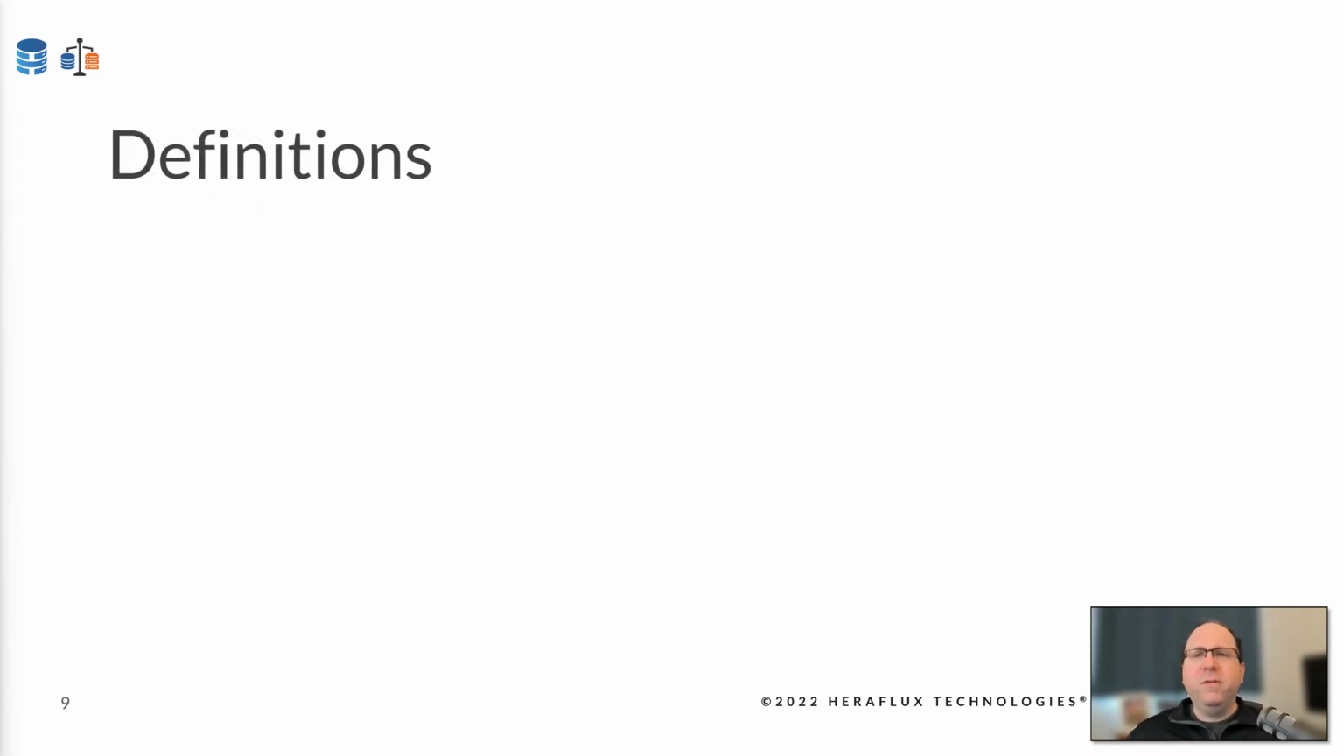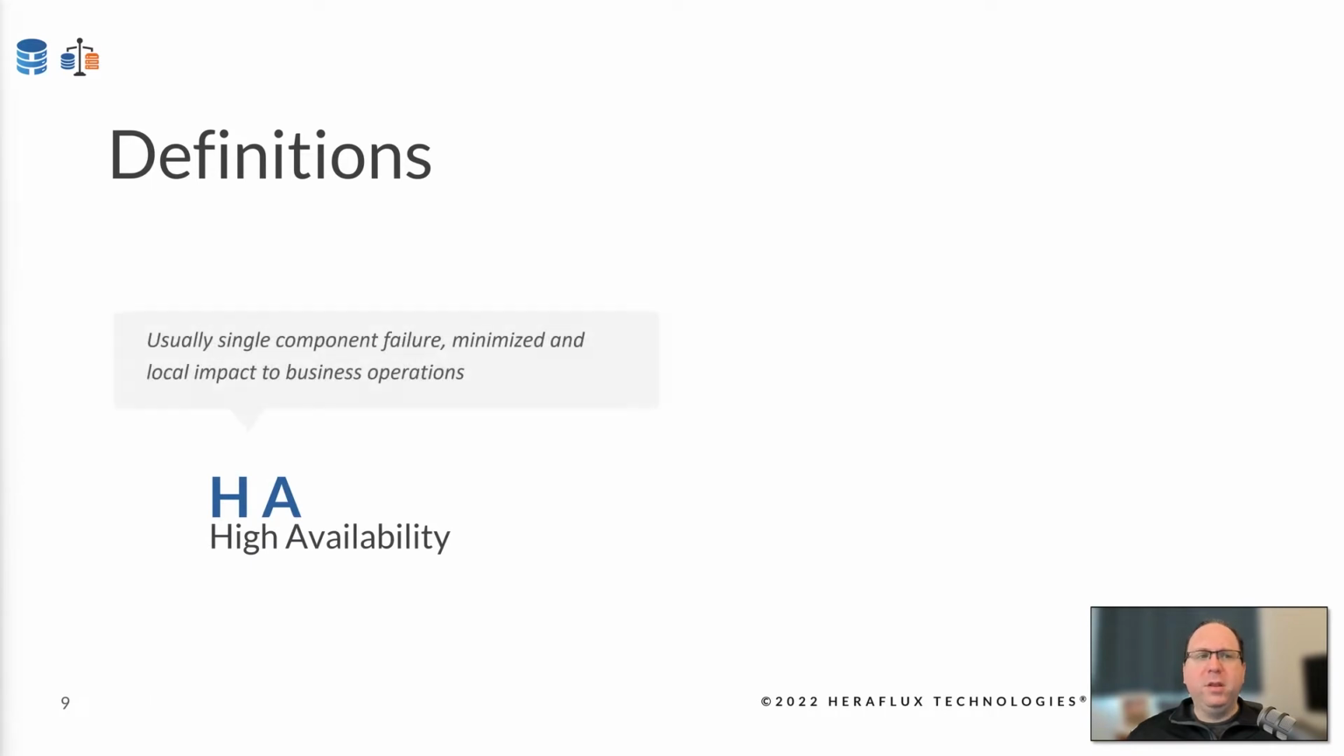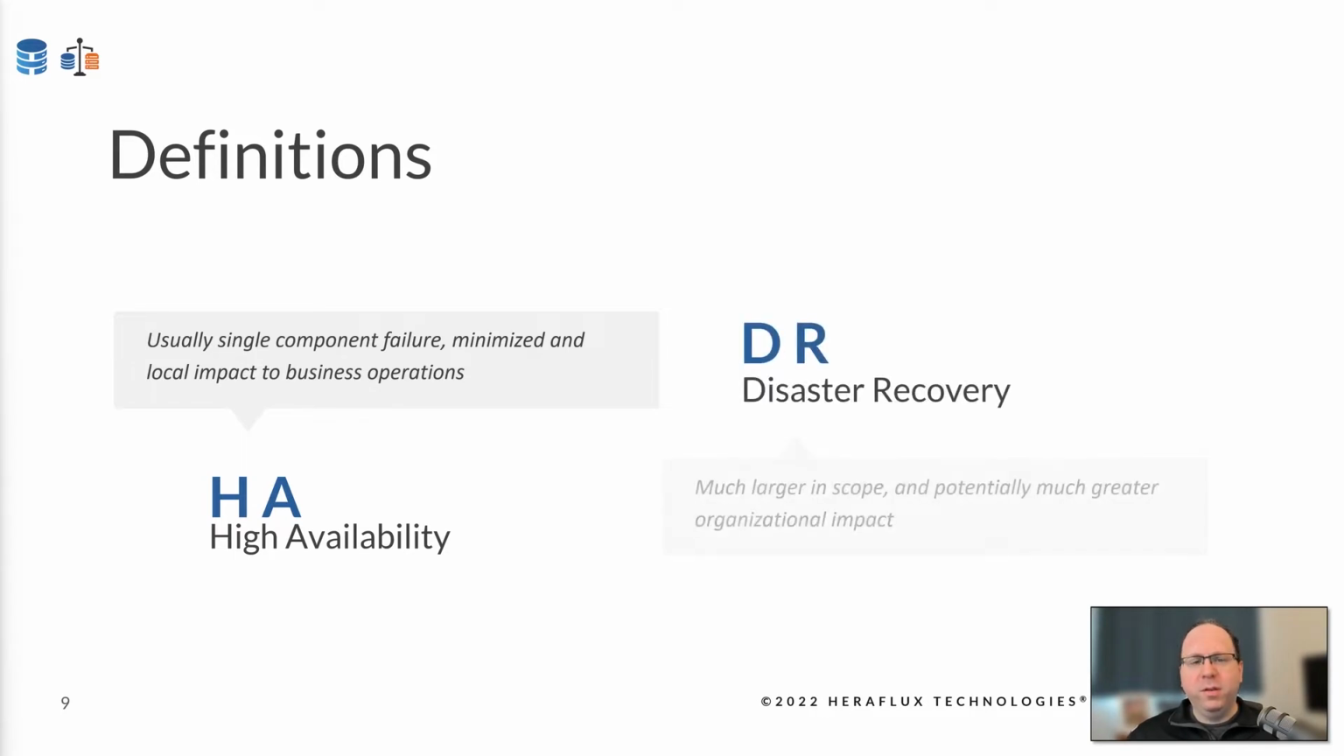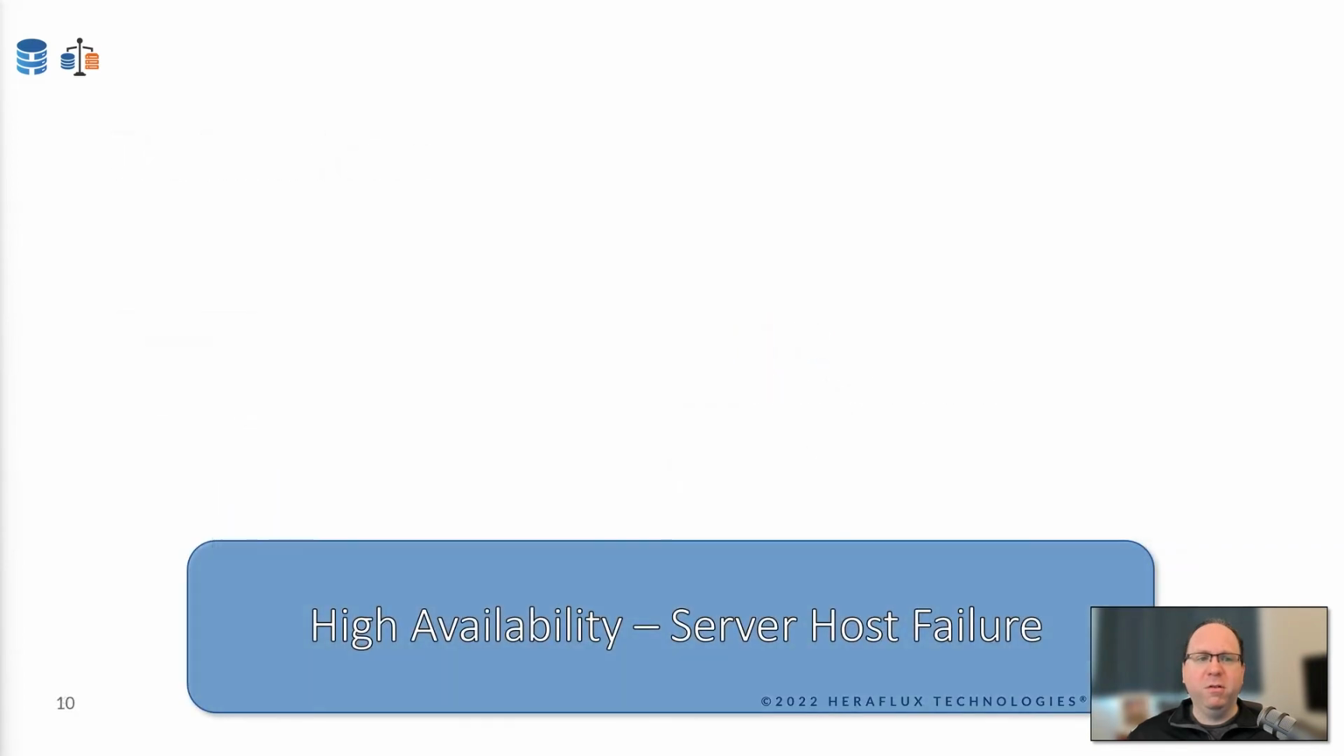Now, let's do some definitions. High availability is usually a limited scope failure, usually a single component or a patching window, something like that. It's got limited business impact. Now, disaster recovery, on the other hand, is a lot larger in scope. This is essentially a natural disaster or the building burned down or something very, very serious.